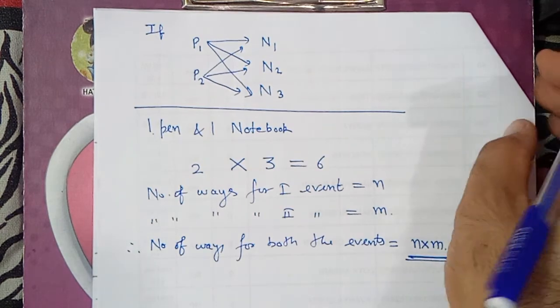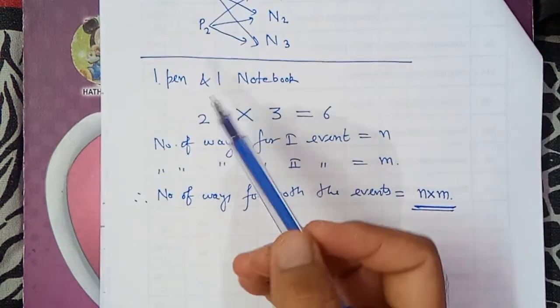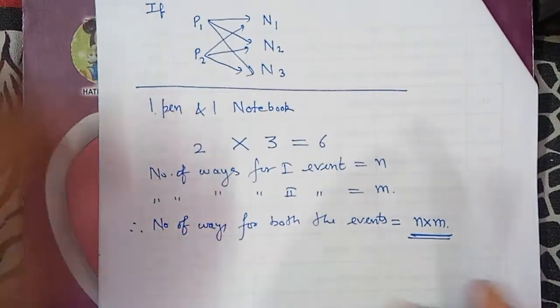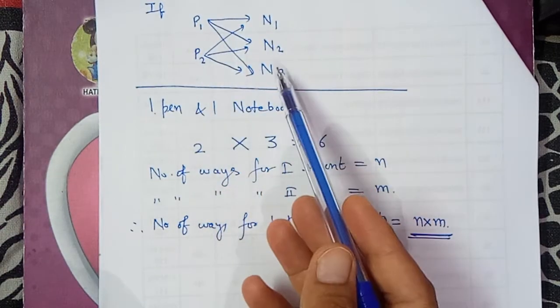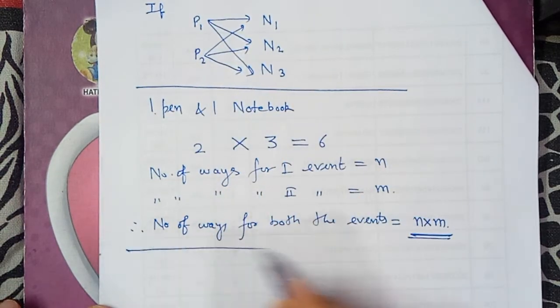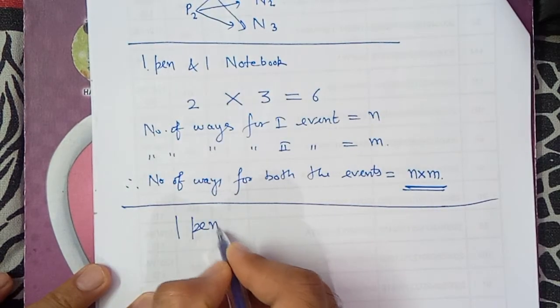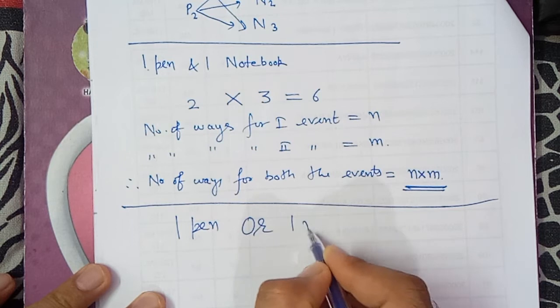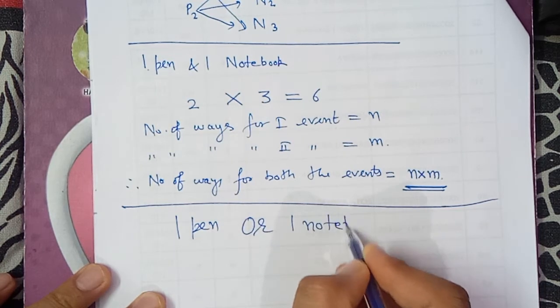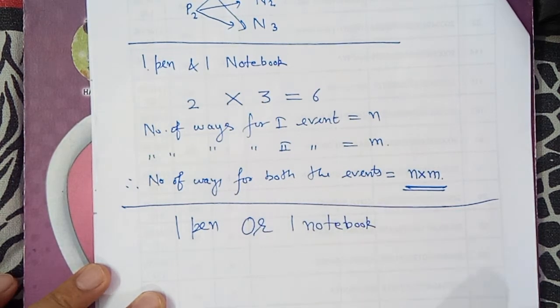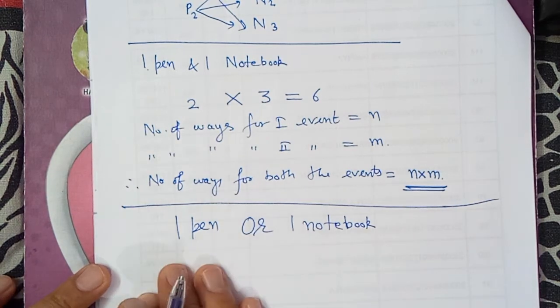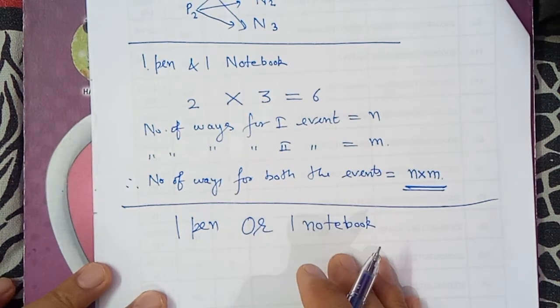Second situation. Again, if there are two pens and three notebooks and a student wants to choose one pen or one notebook, then in how many ways can he choose? Either one pen or one notebook.